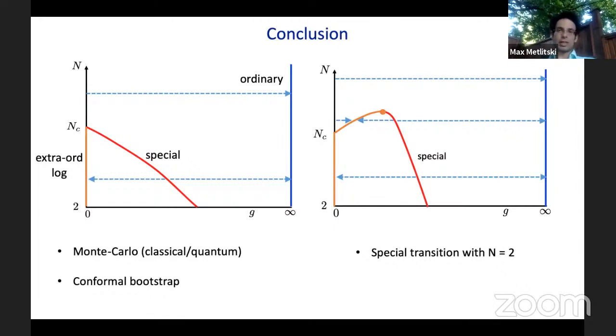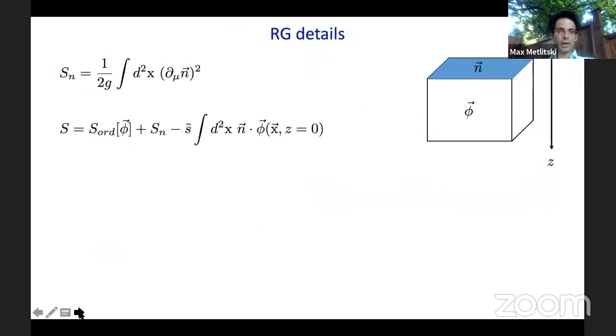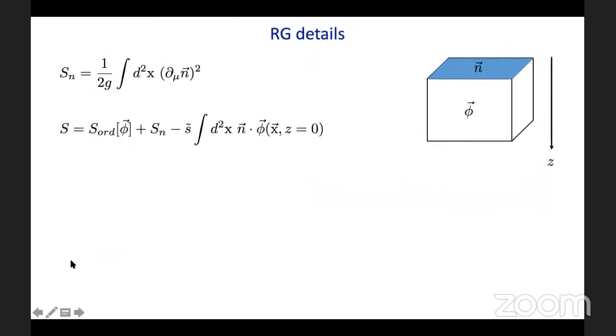It would be great to settle these questions with more Monte Carlo, both classical and quantum. Perhaps something can be learned about N equal 3 from the conformal bootstrap. Yeah, and so this concludes the non-technical part of my talk. And then if people are interested, before the technical part, just quickly, once again, the big picture.